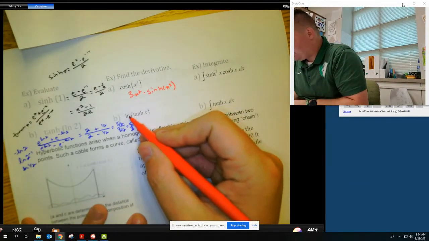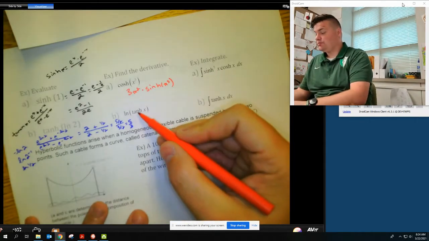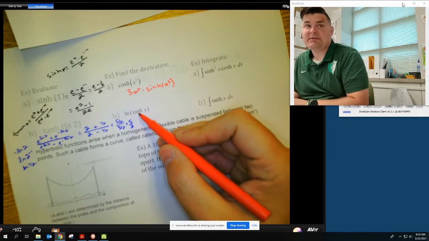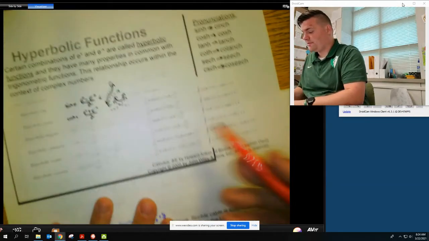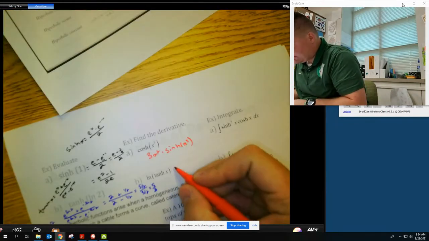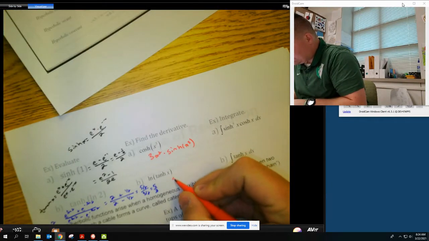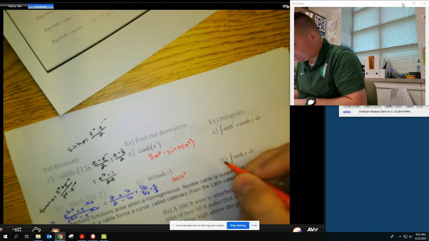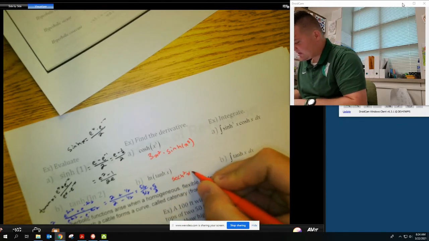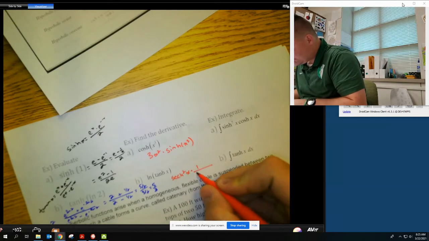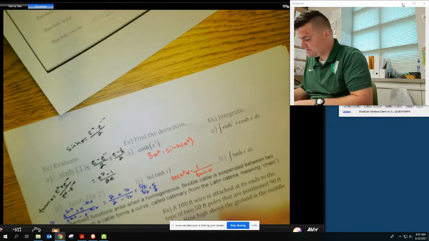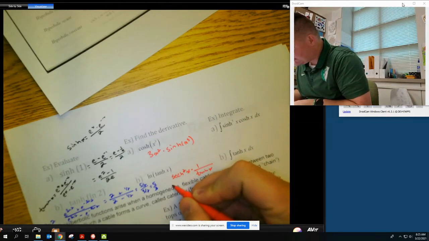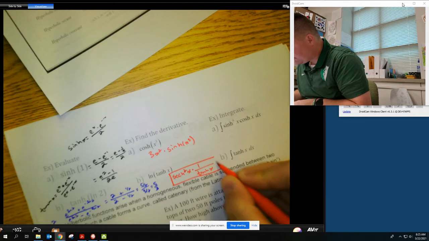Derivative of ln of tanh. Again, the derivative of the inside here, and then we do the outside. The derivative of tanh, you can just look at your reference formula here, is going to be sech squared. So I'm going to get sech squared x times 1 over tanh x. That's really it. There's nothing else we can do there to simplify it, so we'll just leave it. Cool with that.